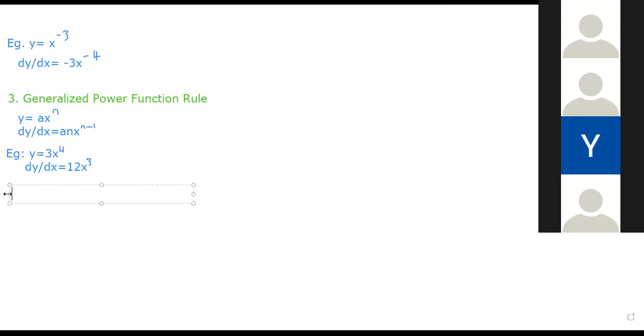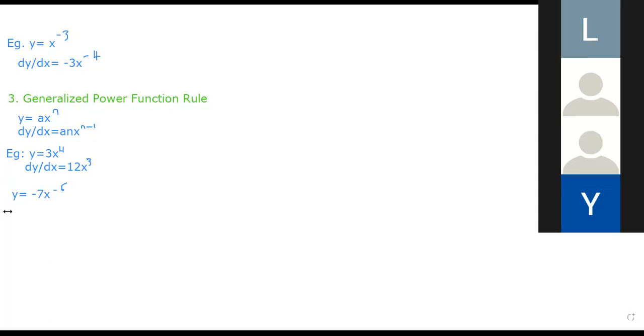The next example, y is equal to negative 7x to the power negative 6. What will you get if you differentiate? Yes, who can do that for me? Negative 7x to the power negative 6. What do you get? Yes, ACBR. 42x exponent negative 7. So 42x to the power negative 7. Yes, please.